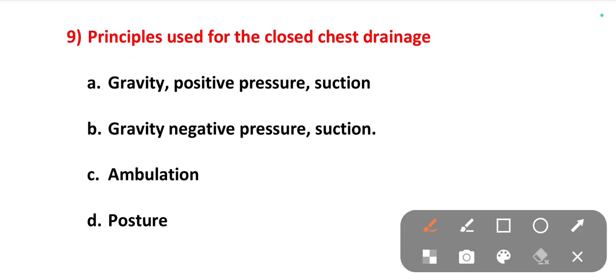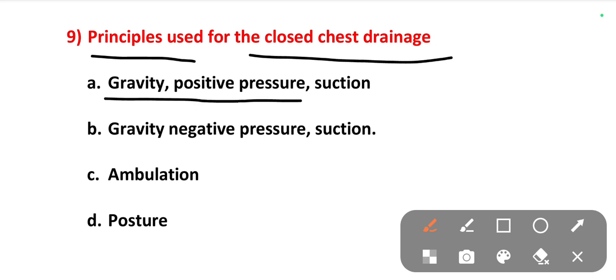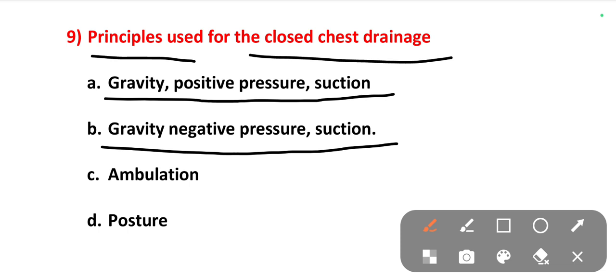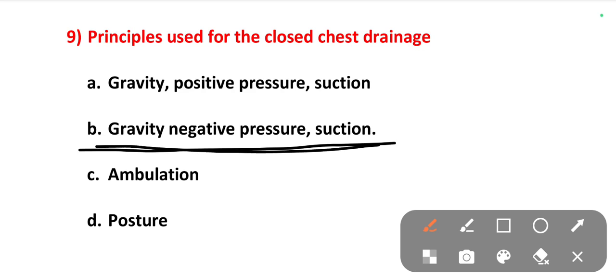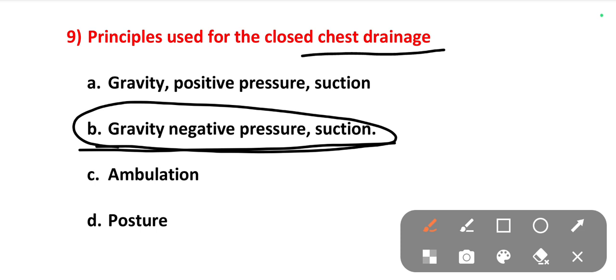The next one is principles used for the closed chest drainage. Options are gravity, positive pressure and suction, gravity, negative pressure and suction, ambulation, or posture. The right one is option B, gravity, negative pressure, and suction. So, based on these three principles, the chest drainage is working.